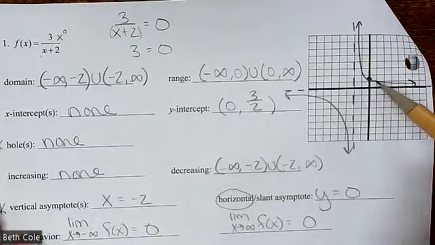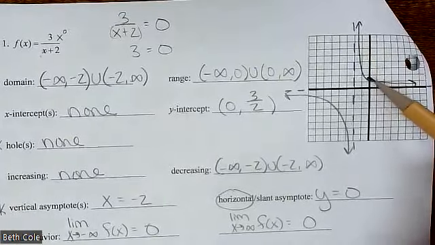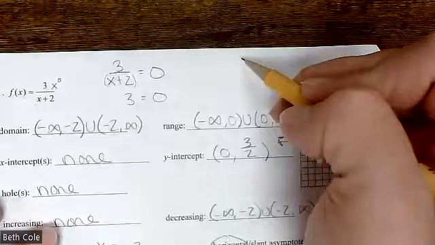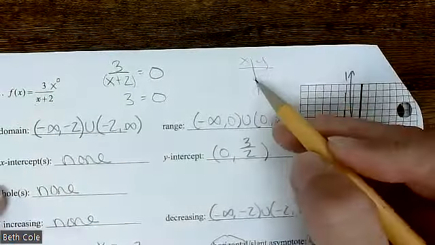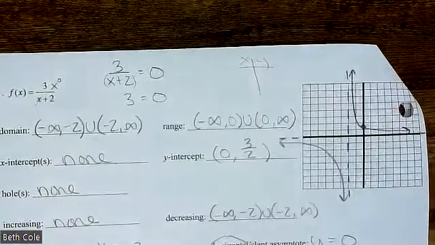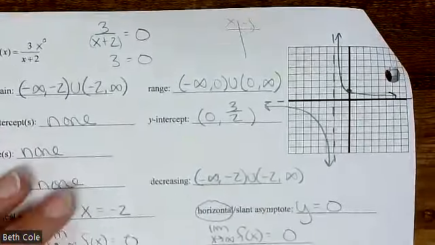Yep. And that's what I was saying. If that bothers you, you can make an XY table. What do I get if I plug in this? What do I get if I plug in that? You can always do that, but it's not necessary.